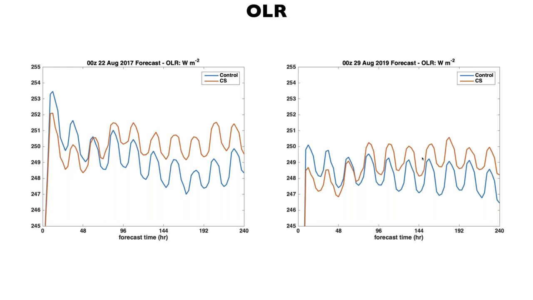The outgoing longwave radiation initially is slightly lower with Seesaw relative to the standard model, but after some time, it becomes larger. And the reason for that is that the precipitable water content of the atmosphere is decreasing with Seesaw relative to the standard model. I can see the same thing has happened in the Dorian forecast over here.